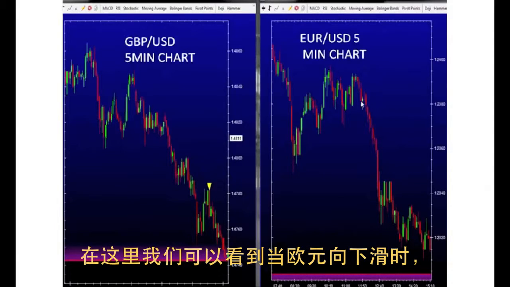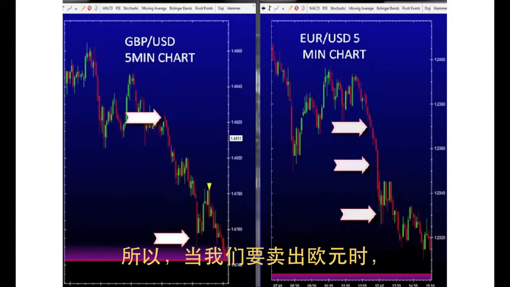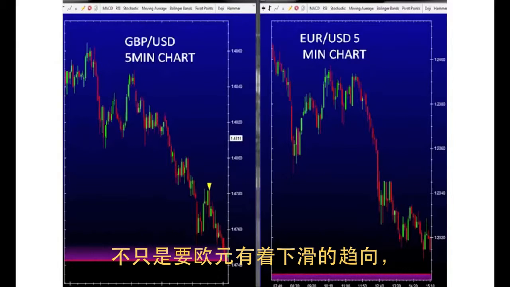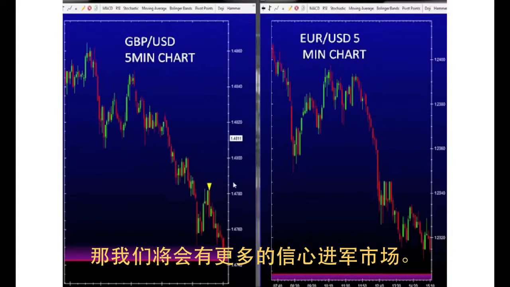If we can see here, the trend was moving down, and I look to the left and the British pound is also moving down, consistent with my expectations and the price movement. I will feel a lot more confident if I'm looking to place a sell order. And not only do I have one currency pair moving down, but also another currency pair like the British pound doing the same thing.